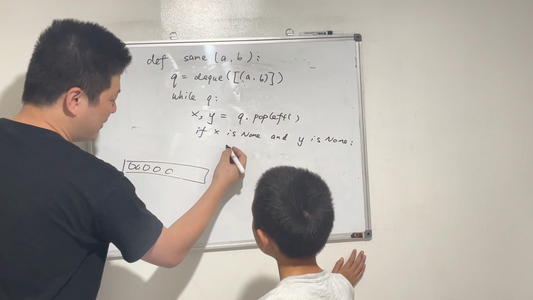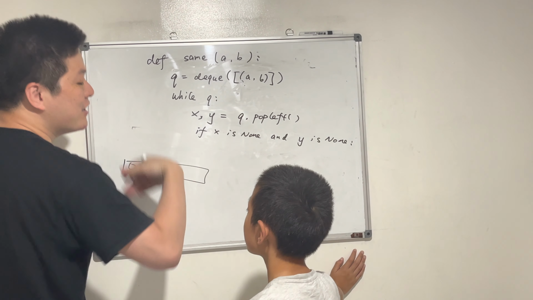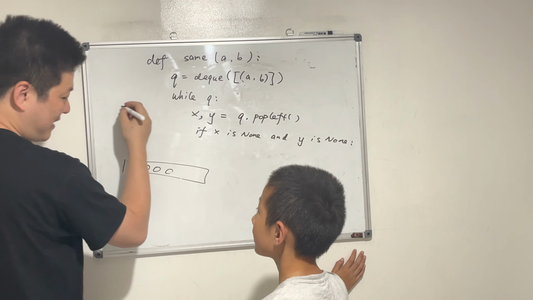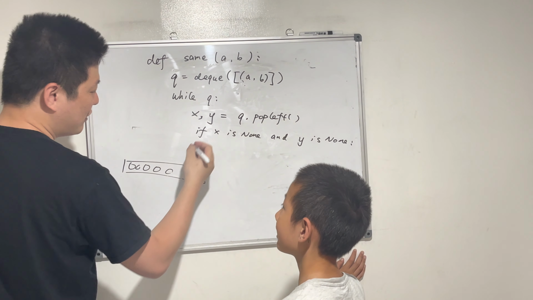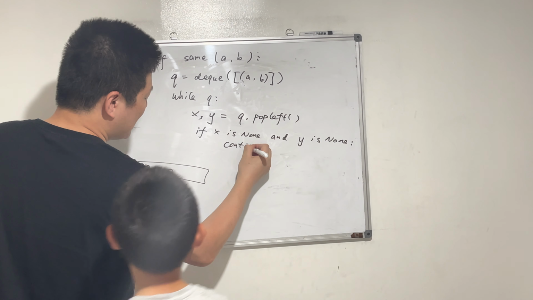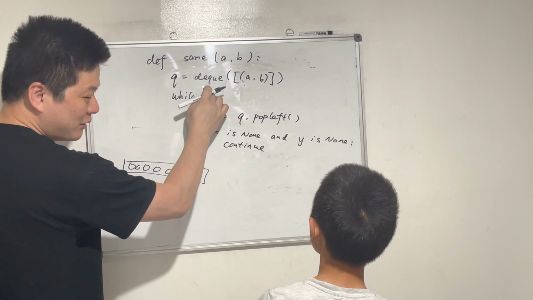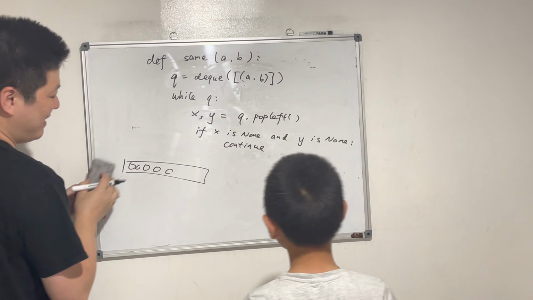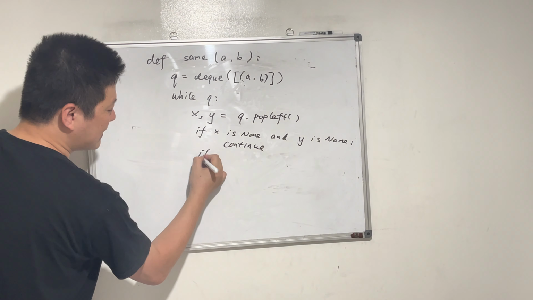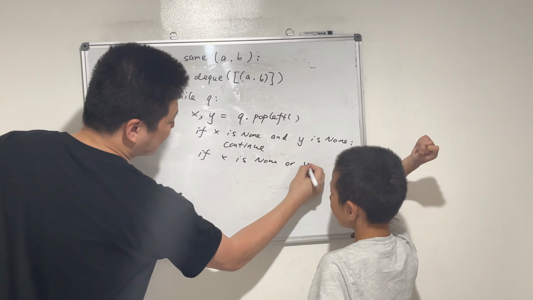So you want to skip these and continue. What keyword should we put? Continue or break? Continue. No, break is different from continue. What does it mean? It means that I will skip everything there and I will go to the loop again. Continue. So if X is none or Y is none, okay?